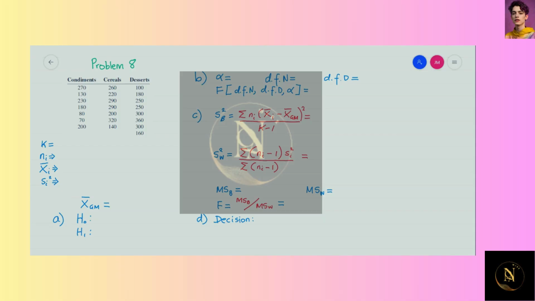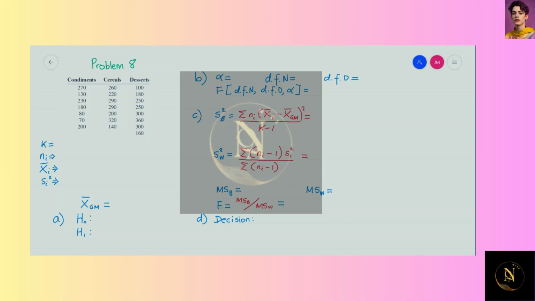In problem 8, we have some data on the amount of sodium in milligrams in one serving for a random sample of 3 kinds of foods. These foods are condiments, cereals, and desserts. We're going to find out using analysis of variance if there's a significant difference in the mean sodium amounts among the 3 kinds of foods, using the level of significance 0.05.